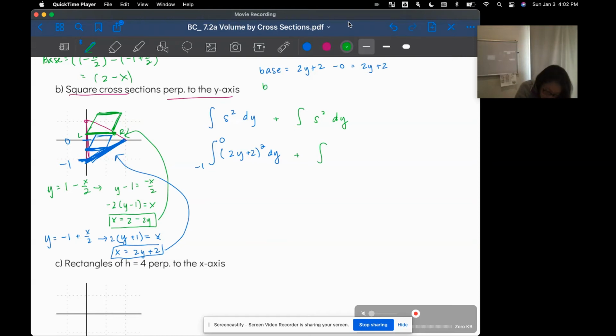curve. So the base of the green curve is going to be, I'm going to use my equation in terms of y. So 2 minus 2y minus 0 gives me 2 minus 2y, right? So I have (2 minus 2y) squared, because when you square the base, you get the area of a square. And then we take the integral with respect to y, from y is equal to 0 to y is equal to 1. And then I plug that into my calculator.